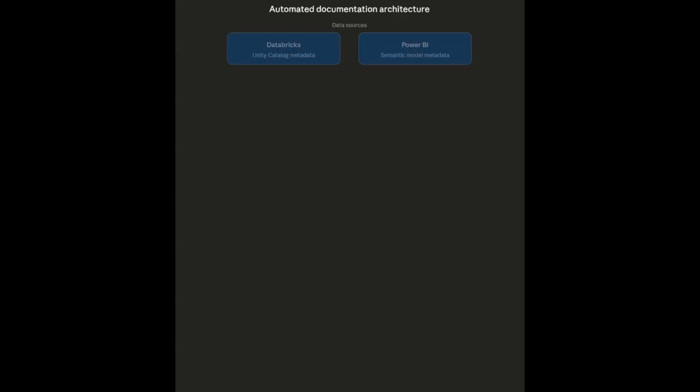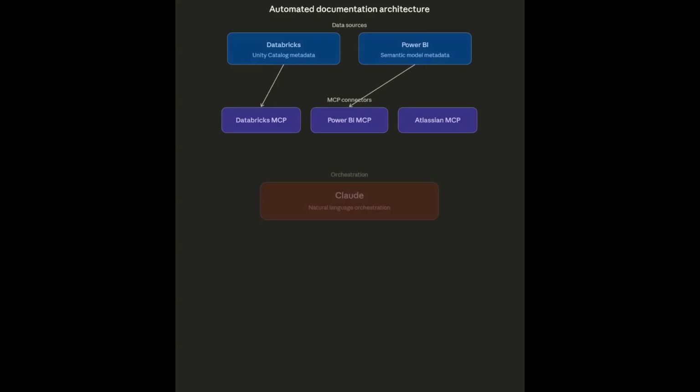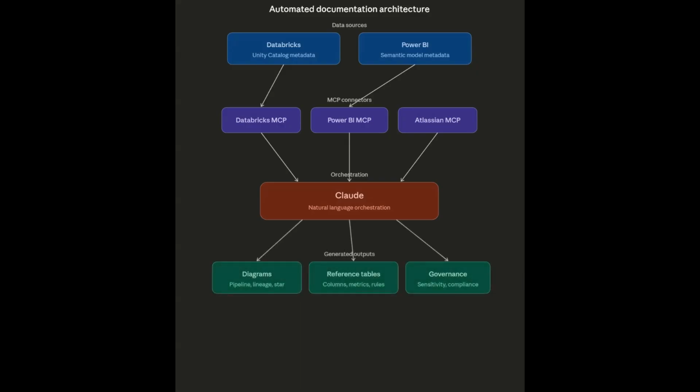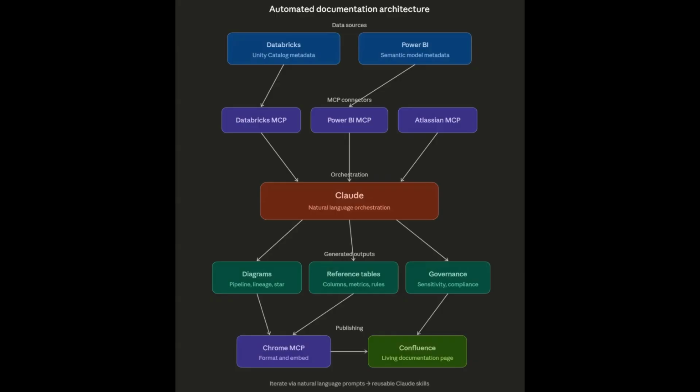Taken together, this isn't just documentation. It's an operational control plane that makes the model discoverable, auditable, and far easier to maintain over time. This is the future of documentation, not something we do later, but something that ships with the model. With Claude connected to Databricks, Power BI, and Atlassian, teams can auto-generate living, visual, and governed documentation on demand, turning complex pipelines and semantic models into clear, consumable artifacts in minutes, not days.